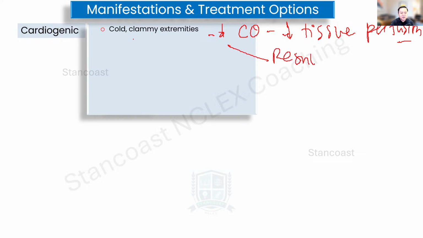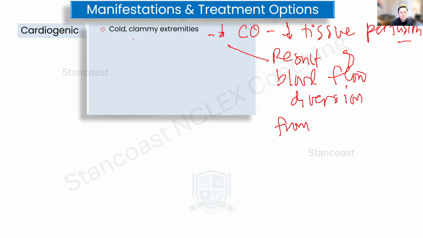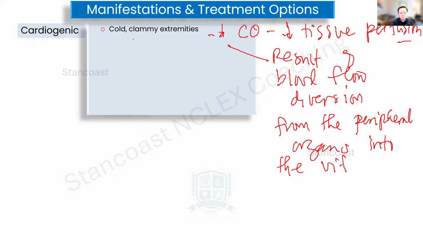Result of blood flow diversion from the peripheral organs into the vital organs. There is diversion. So the body will just prioritize the blood right now into the main organs, the vital organs. And that is why our patient will end up with cold, clammy skin because of that diversion.